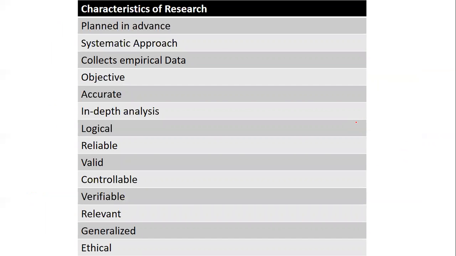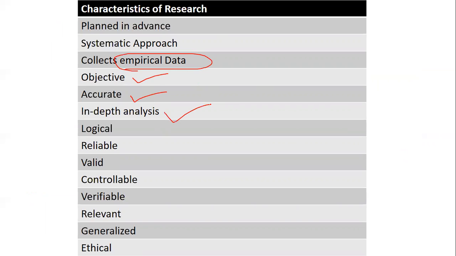Characteristics of research. Research is something which should be planned in advance because it has to be systematic and organizing. So it has to be pre-planned. It has to be systematic. It means it needs to show some system, some structure. It should be based on the real-time data that is called empirical data. It should have an objective. It should be accurate. There is no ifs and buts.